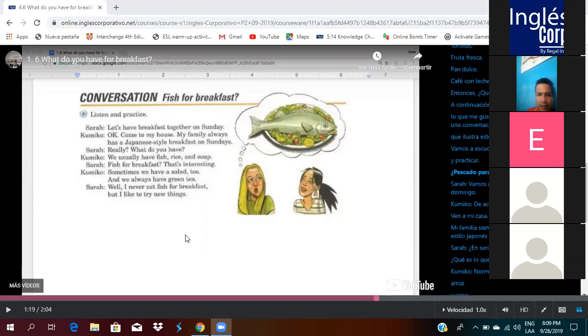My family always has a Japanese breakfast on Sunday. Really? What do you have? We usually have fish, rice, and soup. Fish for breakfast? That's interesting. Sometimes we have a salad too. And we always have green tea. Well, I never eat fish for breakfast.